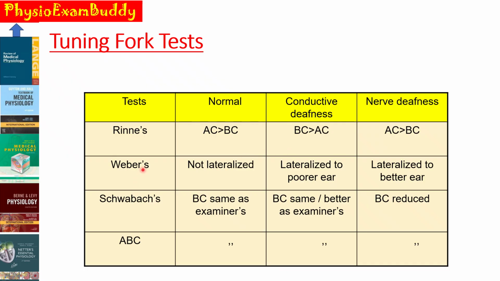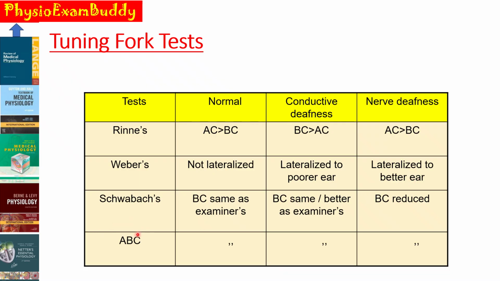Next is Weber's test. Weber's test is normally central, or not lateralized, in normal individuals. Whereas in conductive deafness, the lateralization goes to the poorer ear. Whereas in sensorineural deafness, it is lateralized to the better ear.